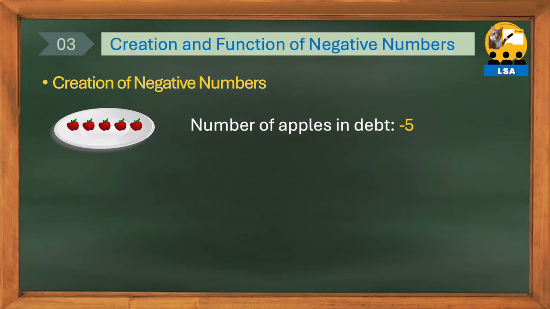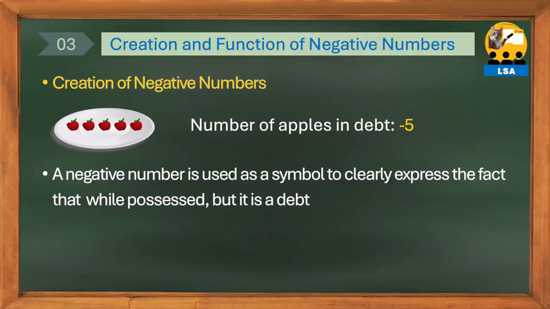In this way, humans use the negative number -5 to clearly express the fact that, while they have 5, it is something borrowed and possessed. -5 expresses the fact that although one has 5, it is a debt. A negative number is a symbol expressing debt. Through this process, humans came to create negative numbers.